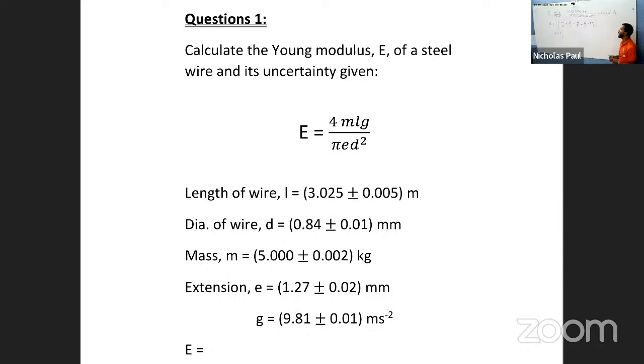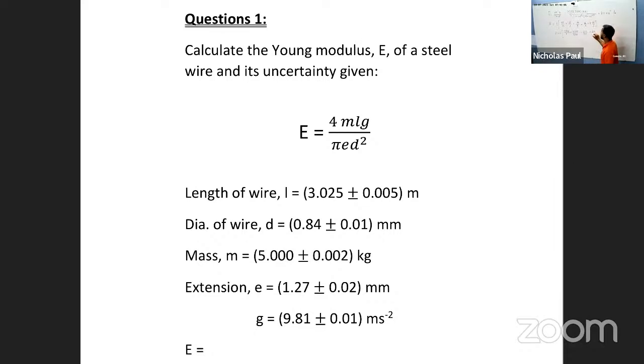Okay. And then you work it out here. The error in the mass is 0.002. Error in the mass is 0.002 over 5. Error in L is 0.005 over 3.025. And the error in G is 0.01 over 9.81.